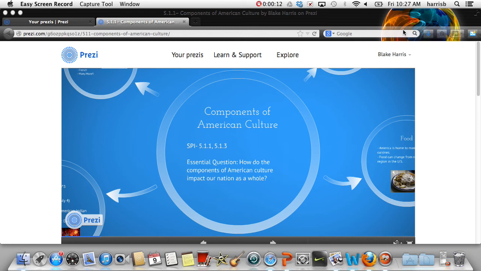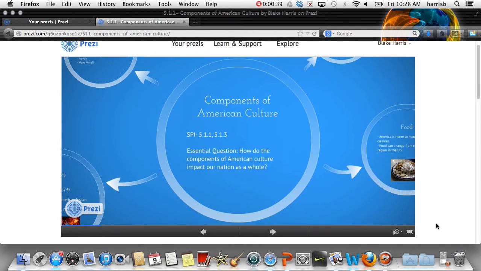This lesson is entitled The Components of American Culture, and our SPIs that go along with it are 5.1.1, which just states that after this lesson you should be able to identify the 7 components of American culture. Then 5.1.3 goes into more detail about the national holidays. And we have an essential question: how do the components of American culture impact our nation as a whole?